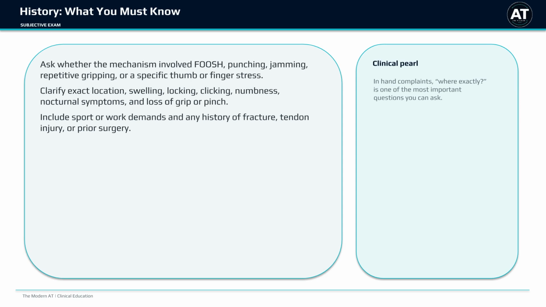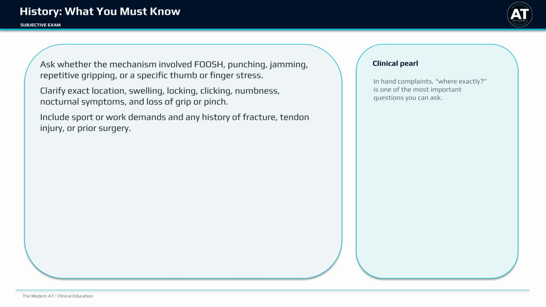Ask whether symptoms began with a fall on an outstretched hand, punching, jamming, forced thumb abduction, repetitive gripping, direct contact, or gradual overload. Then ask the patient to point to the most painful area. Radial wrist pain after a fall raises different concerns than ulnar wrist pain during rotation or weight bearing.